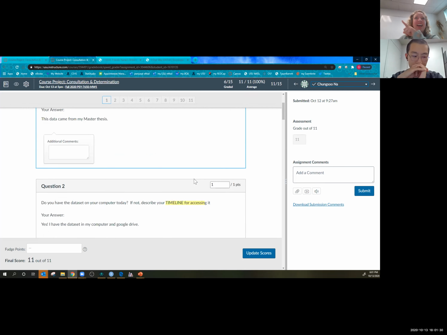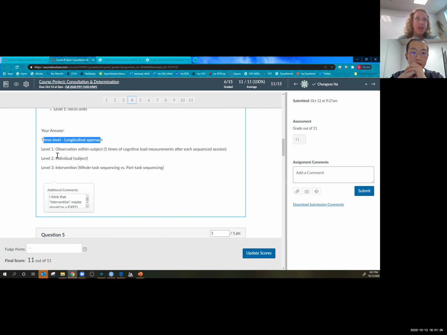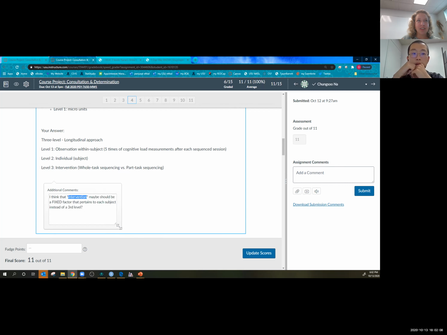Yeah, I read through what you put on here. You said a 3-level model, but I think, yes, you have 5 time points for each subject, but the intervention, instead of being a 3rd level, should be a fixed factor that applies to the subject, because this intervention was randomized or repeated on the subject. We don't want to generalize, it's either part task or whole task. Those are the only 2 we care about. So this should not be a 3rd level. It should be a fixed factor. So that's what I wrote in here. I think intervention should be a fixed factor that applies to the subject, not a 3rd level.